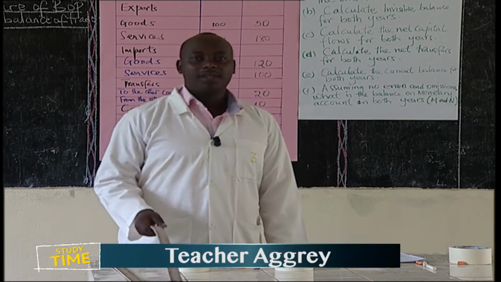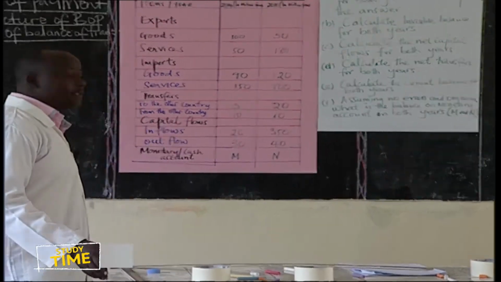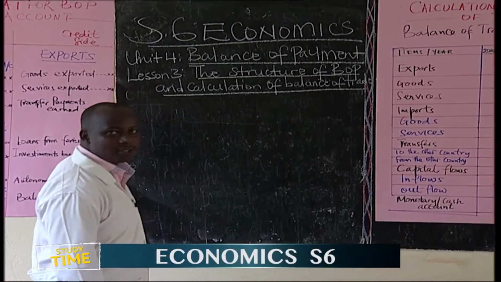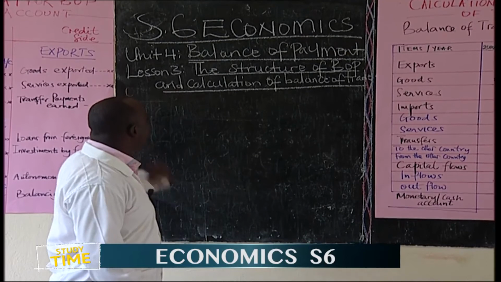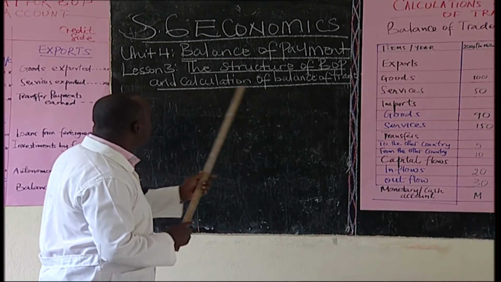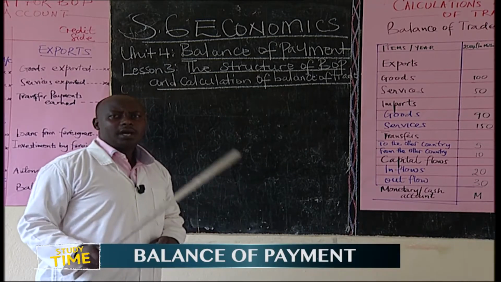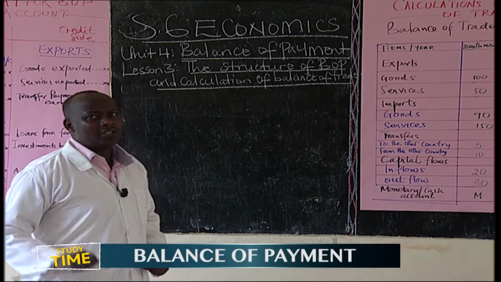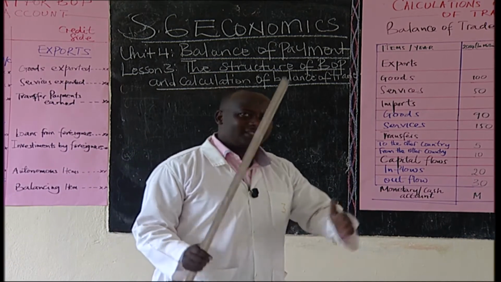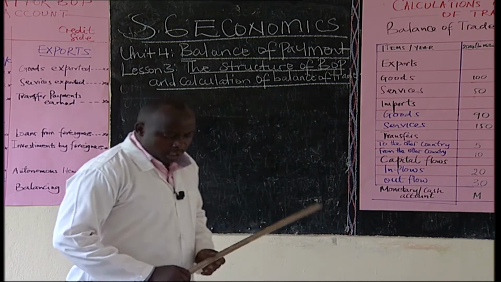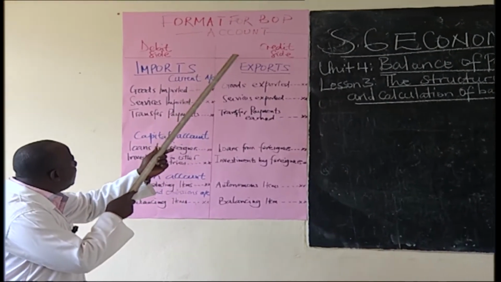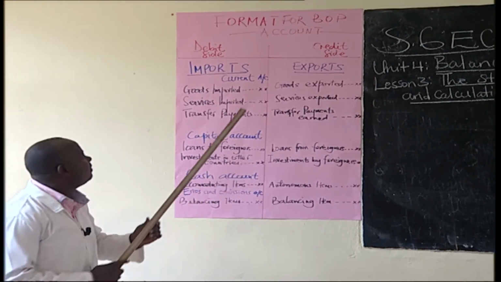Today I'm going to learn with senior 6 students, and we are going to learn on unit 4, which is balance of payment. It will be our lesson 3, where we are going to continue with the structure of balance of payment and the calculation of balance of trade. You remember very well, learners, in the previous lesson, we talked about the balance of payment account. What is it composed of? Now, we are going to continue by looking at the format or the structure of a balance of payment account.